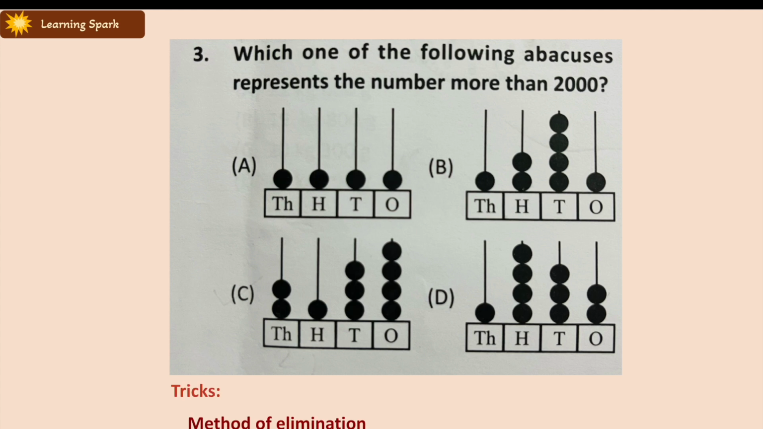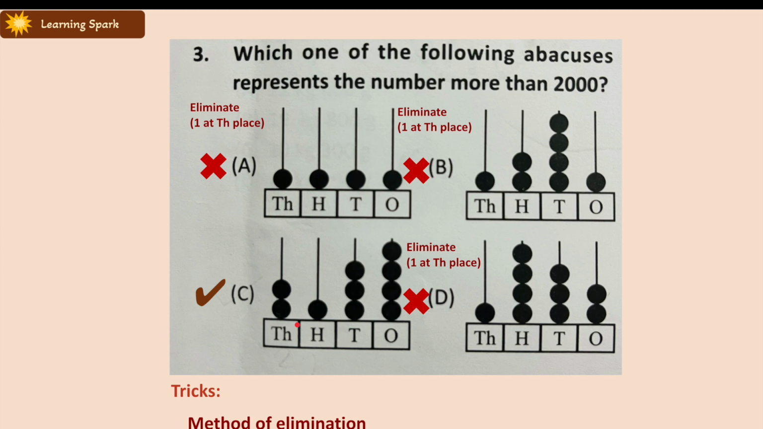Okay, and we directly eliminate this answer A because there's 1 in the thousands place, right? It cannot be more than 2000. Similarly, answer B also has 1 bit in thousands place. Answer D also has 1 bit in thousands place. So the only answer that is left, which is having 2 bits in the thousands place and of course more than 2000, is answer C. So this is the right answer.